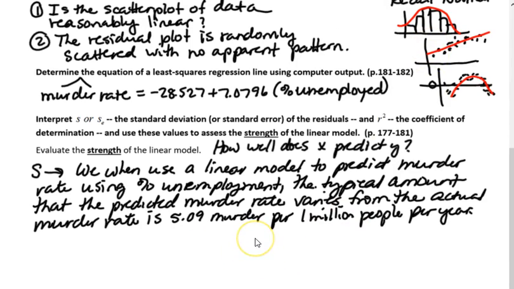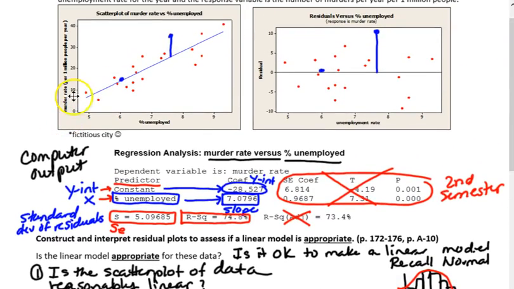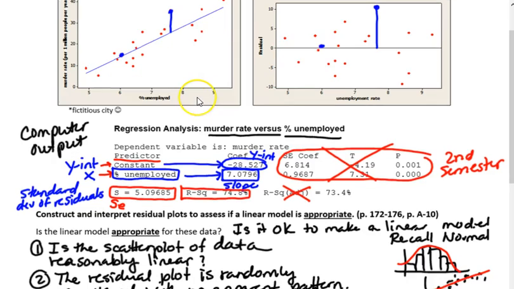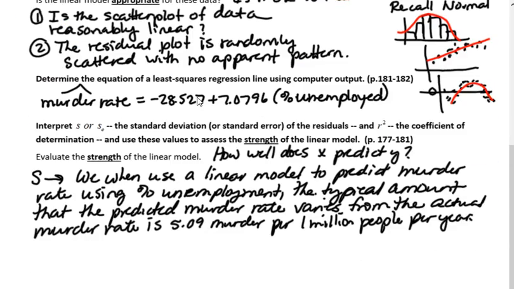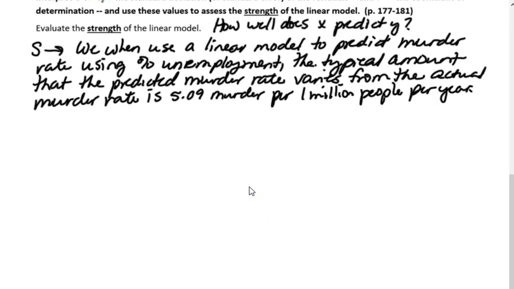So the question is, is that large? Kind of hard to say. If we look at the murder rate overall, we see the murder rate varies from about 0 to about 40. So a typical variation of 5 is what portion of 40? That's not terribly large, not terribly small. It's kind of in between. So a fairly decent model, not super strong, not super weak.